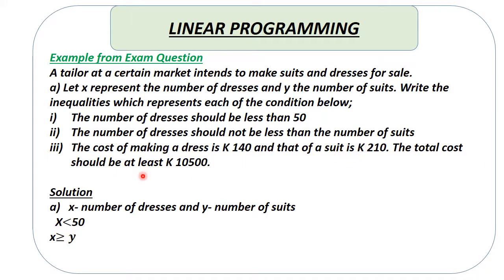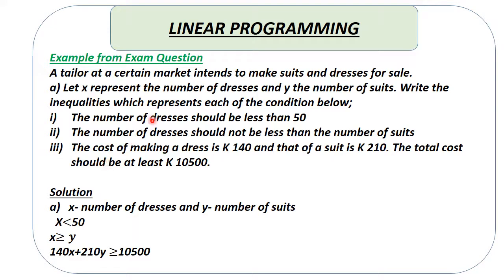But they're saying the total cost should be at least 10,500. So at least, meaning that the maximum value should be 10,500. Therefore, the total cost should be less or equal to 10,500. So we can write that 140x plus 210y should be greater or equal to 10,500. That's what at least means. Sorry, I made the mistake. I was reading it as at most. So at least means greater or equal to. So 140x plus 210y greater or equal to 10,500.